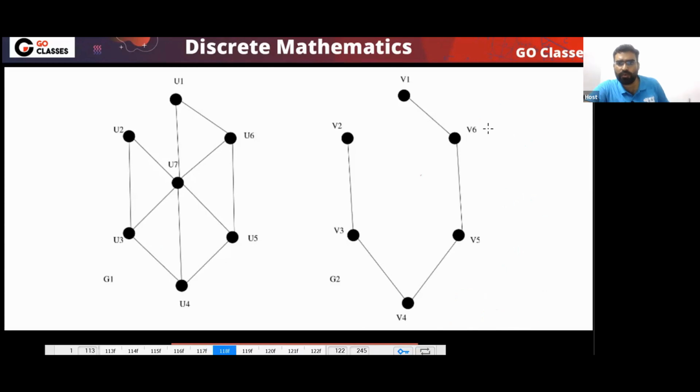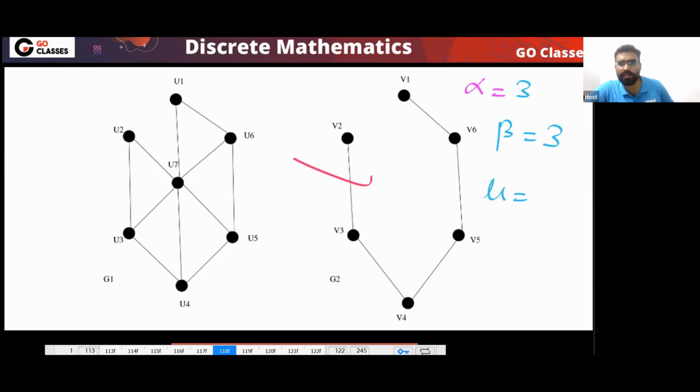For this graph, what is alpha, the largest independent set that you can create? You can take this vertex, this vertex, this vertex. So alpha is 3. Then what is beta? There are 6 vertices, so beta also will be 3. Next, what is mu, the matching number? You can take this edge, this edge, this edge.